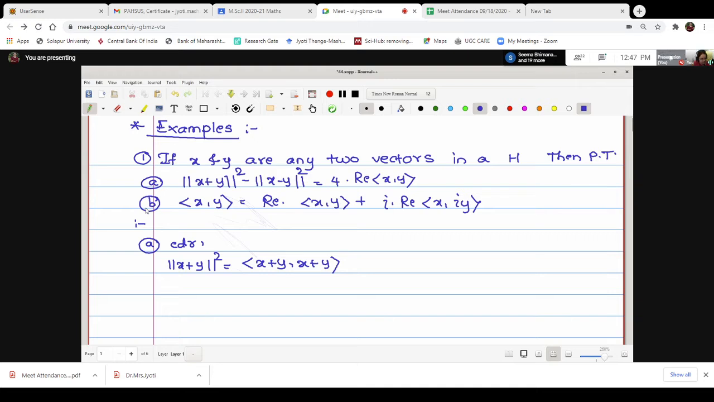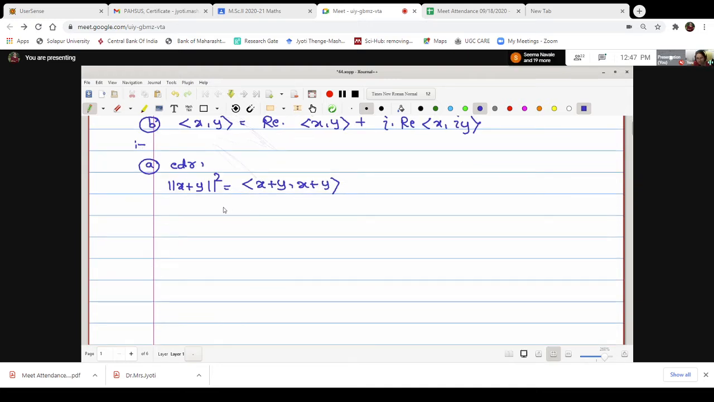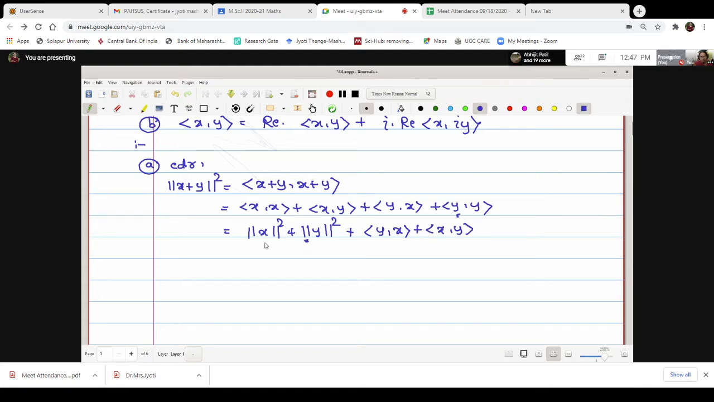And by using linearity in the first variable and conjugate linearity in the second variable, we have many times proved that this is equal to inner product of x with x, inner product of x with y, inner product of y with x, plus inner product of y with y, right? One can write this as norm square of x plus norm square of y added with inner product of y with x and inner product of x with y. This is my first equation, let me call it.